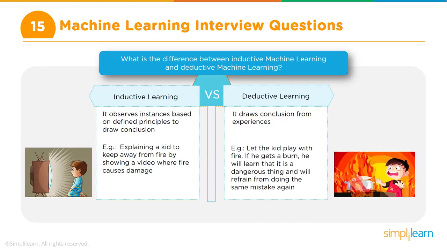Compared to that, what is deductive learning? Here the person draws conclusions out of experience. We will stick to the analogy. Compared to showing a video, let's assume a person is allowed to play with fire. Then he figures out that if he puts his finger in, it burns, or if he throws something into the fire, it burns. So he is learning through experience. This is known as deductive learning.